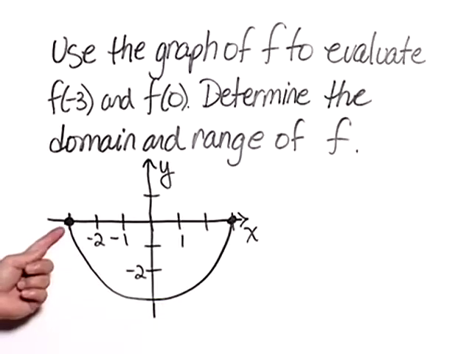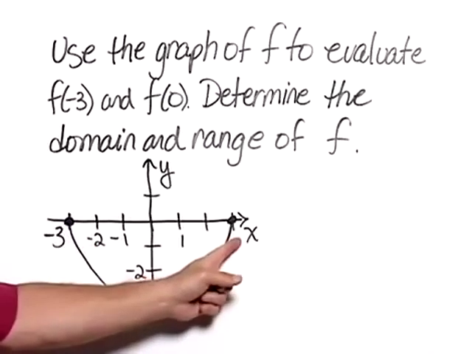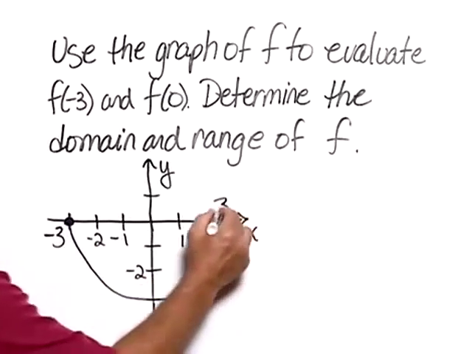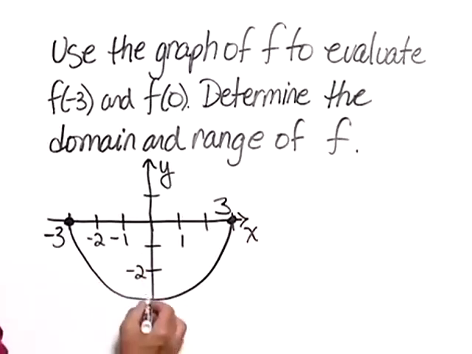There's an x-intercept of -3, so let's label that. There's an x-intercept of +3, so let's label that. And finally, there's a y-intercept of -3, so let's label that.